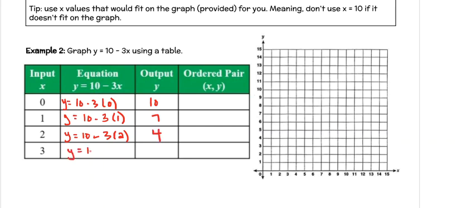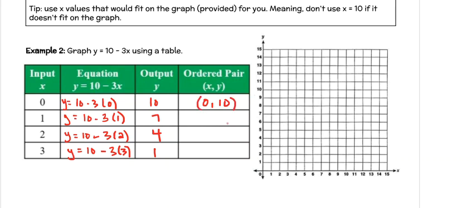Y equals 10 minus 3 times 3. 10 minus 9 is 1. And now you're doing ordered pairs. One thing I'm seeing some of you do in prior assignments is you're writing this, 0, 10. This is an ordered pair. This is nothing. Okay? Ordered pairs require parentheses.